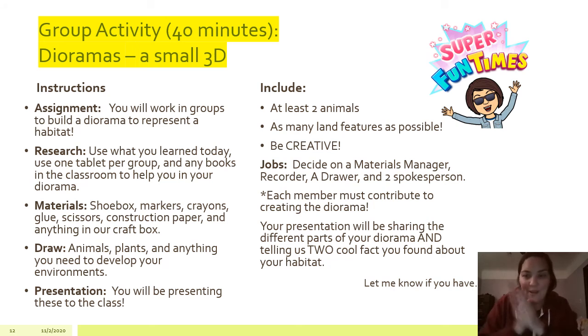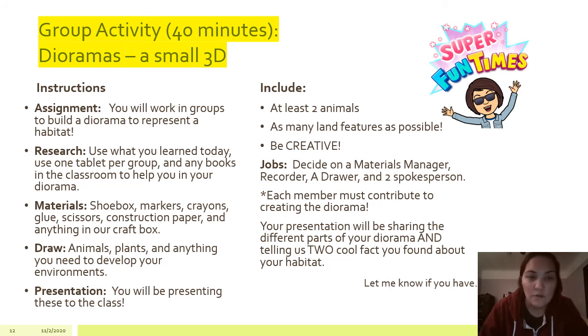So, without further ado, here we are, guys. We're about to start our group activity. So, I'm going to have your table leaders come up. They're going to pick a name out of the hat. It's going to have the habitat that you will be assigned.